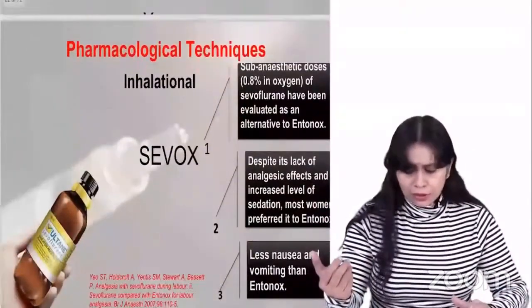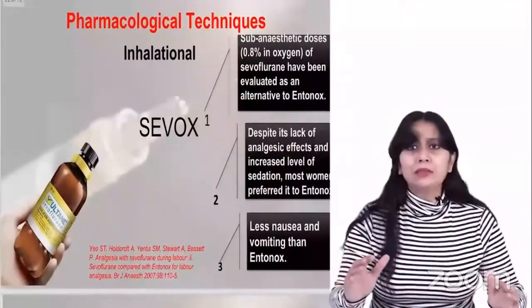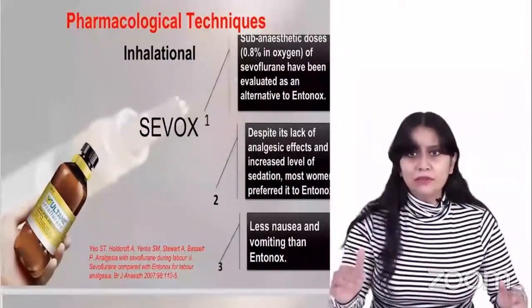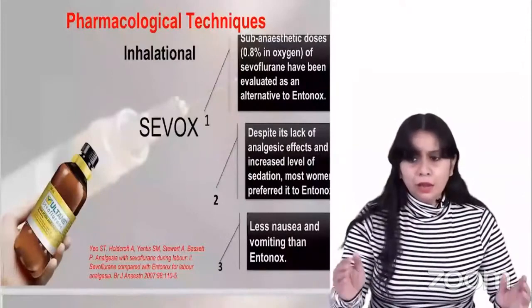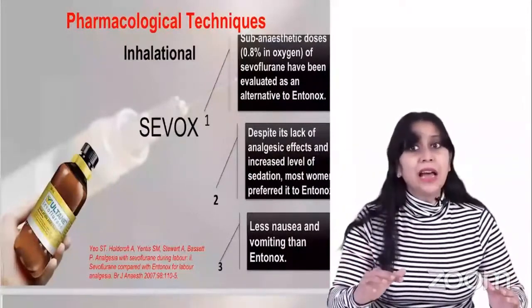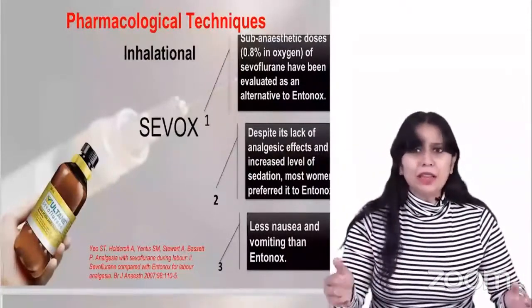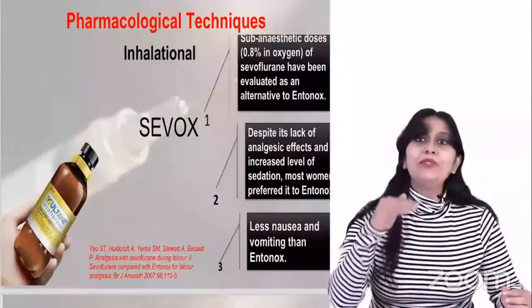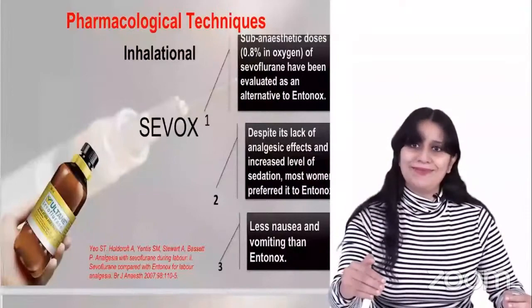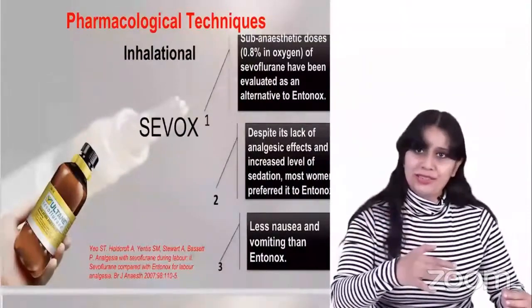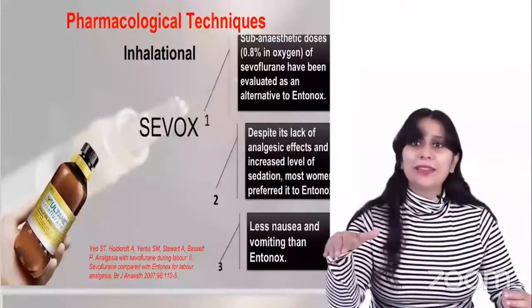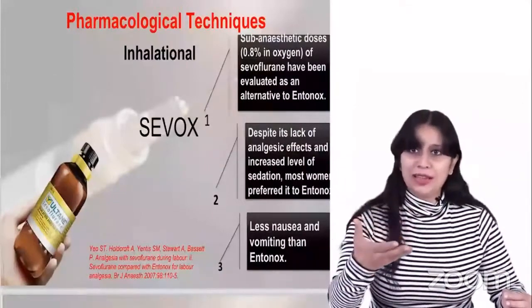So Entonox had a problem. We had another inhalational agent, Sevox, a sub-anesthetic dose of sevoflurane and oxygen. Now, sevoflurane doesn't have an analgesic effect. Then how do we use it in labor analgesia? Because it produces a quick unconsciousness and quick consciousness. So the labor pain goes away and the patient becomes conscious again.